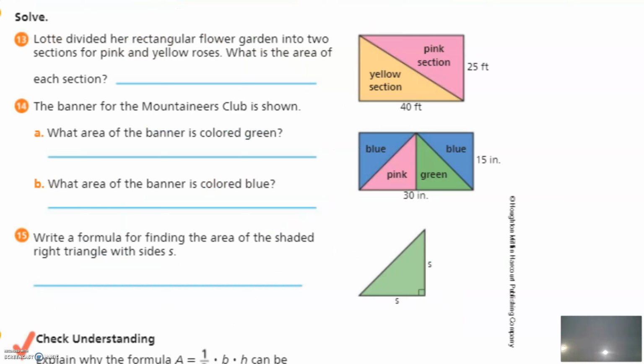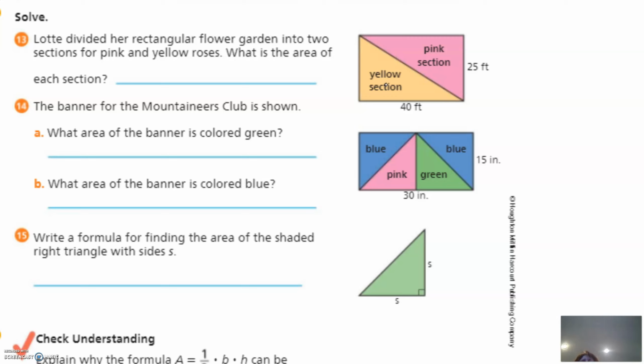All right, you might be wondering, when am I going to use this in my life? Well, there are some times where you might need to find the area of a triangle as opposed to the area of a rectangle. Here's an example right here. Number 13. Lottie divided her rectangular flower garden into 2 sections for pink and yellow roses. What's the area of each section?